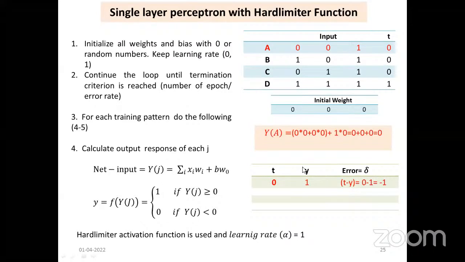Target is 0. And the output response generated from the neural network, how much? That is 1. So there is now an error. How can we calculate the error? T minus y equals 0 minus 1. So here the error is -1. We have the error here.